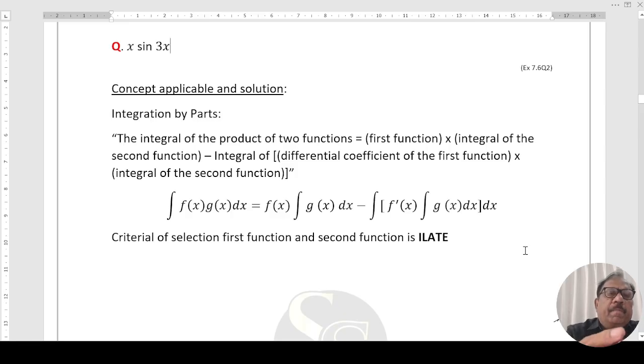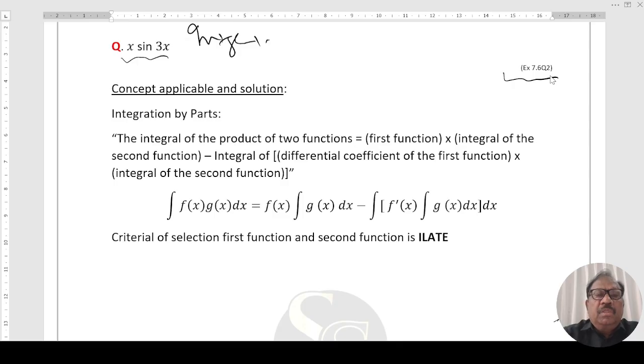Question is integrate x sin 3x. This question is taken from NCERT Exercise 7.6. Concept applicable and solution: the topic is integration by parts. In integration by parts, we have to consider two functions, one f(x) and one g(x). Then in this case we have to select one function as the first function and one function as the second function. The criteria of selection of the first function and second function is ILATE.